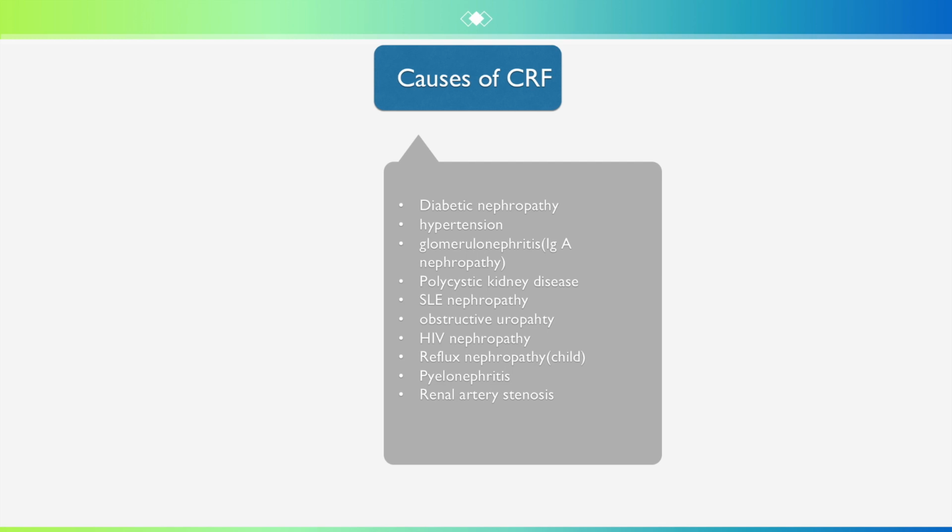If the patient has a family history of kidney disease, then we will consider polycystic kidney disease. In young female patients, if kidney function starts to deteriorate, we need to watch out for connective tissue diseases such as SLE, systemic lupus erythematosus. Other causes are obstructive uropathy and HIV nephropathy. In children, we also consider reflux nephropathy, pyelonephritis and renal artery stenosis.